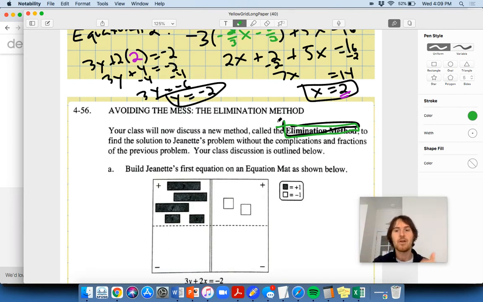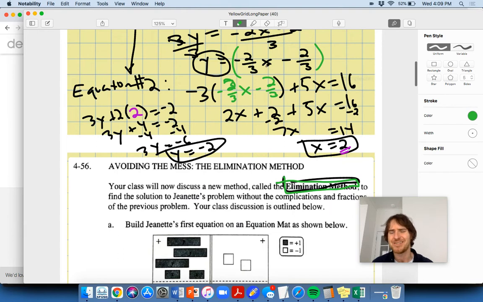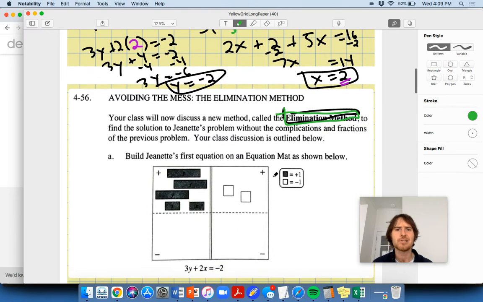So basically, we want to figure out how we can change the lines, add them together, eliminate a variable. This is actually going to be easier today as we do some simple elimination problems, okay? To find the solutions of Jeanette's problem without the complications of fractions from the previous problems. Really, that was messy with fractions. All right, your class discussion is outlined below.